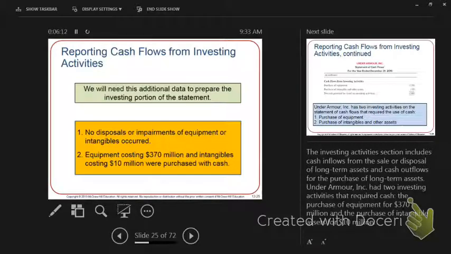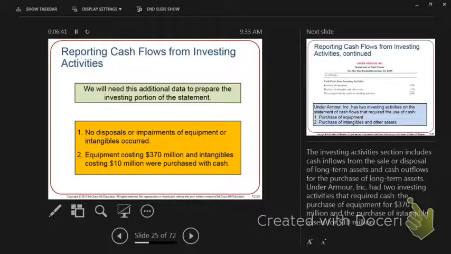Looking at just the investment portion we need to prepare, what do you think Under Armour is going to do? Are they going to have an increase in investing? Yes? What'd you say? She said decrease. Who wants to break my tie? Jessica, are they going to increase investment or decrease investment? They're going to decrease. All right?